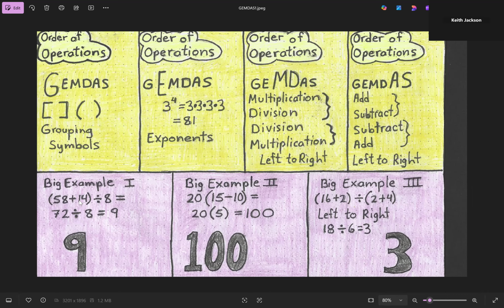So let's work that out. 58 plus 14 will give us 72. Now we can divide going from left to right. And so we have 72 divided by 8, which will give us 9, as you see right here.